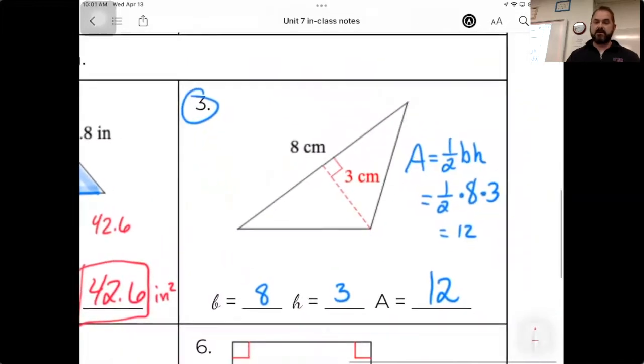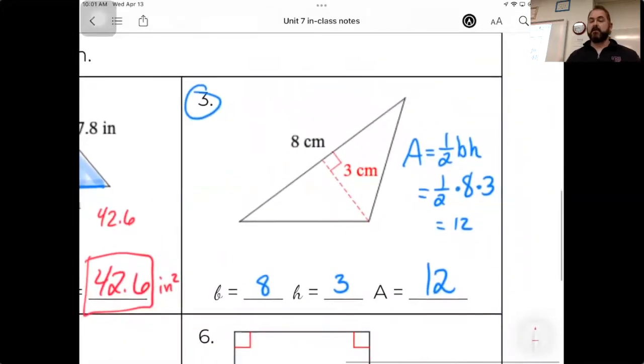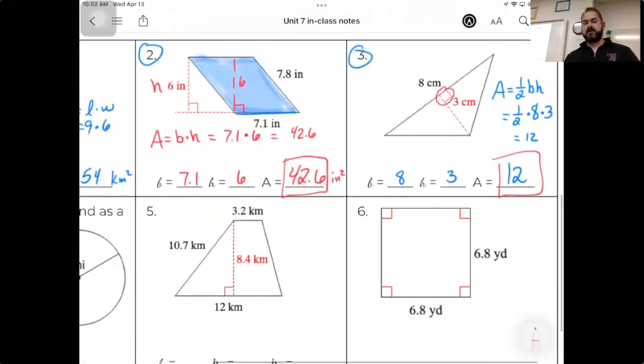And number 3, on this triangle, the formula for a triangle is 1/2 base times height. Now the base and height, again, form the right angle. So I know my base is 8, my height is 3. So I'm going to do 1/2 of 8 times 3, which would be 12. Okay, so let's try the next 3.